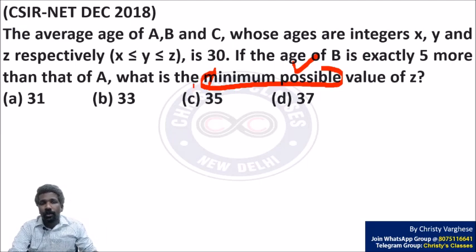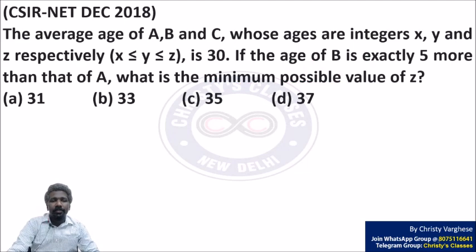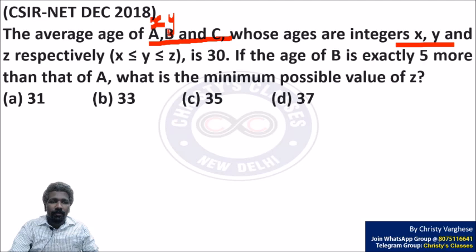Three unknowns and two equations only will be there. From that you have to find the minimum value. So that is the idea here. So all of you try the question. I'll start explaining. The average age of A, B, C whose ages are integers x, y, z. That means x is the age of A, y is the age of B and z is the age of C. And their average is 30 means what?